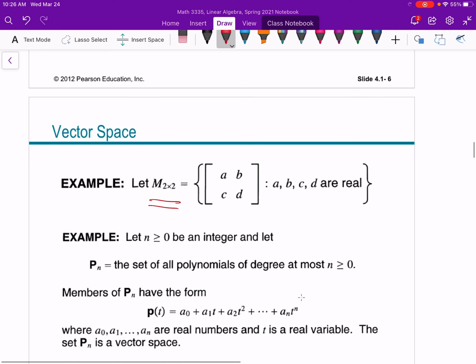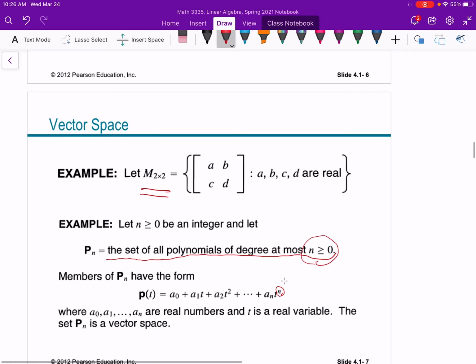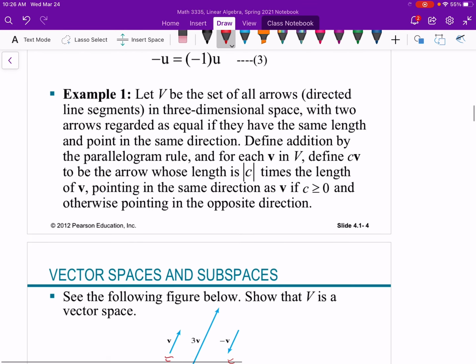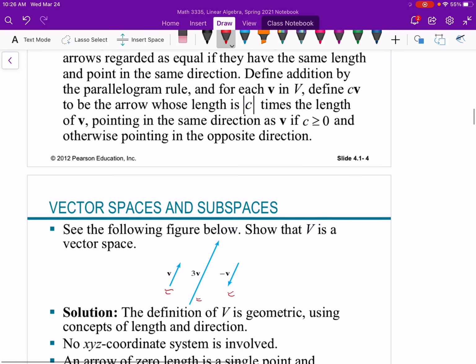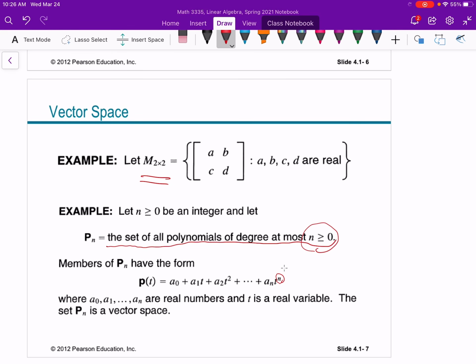Another example is the set of all polynomials of degree at most n, where n is greater than or equal to 0. It is the collection of all such elements, meaning all the polynomials with degree at most n, meaning you have a set number for the degree, and the collection of those satisfies all the 10 axioms there. The multiplication and addition principles simply follow the regular, traditional multiplication and addition of polynomials.